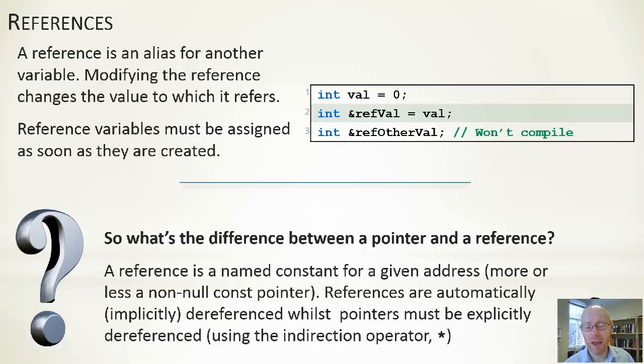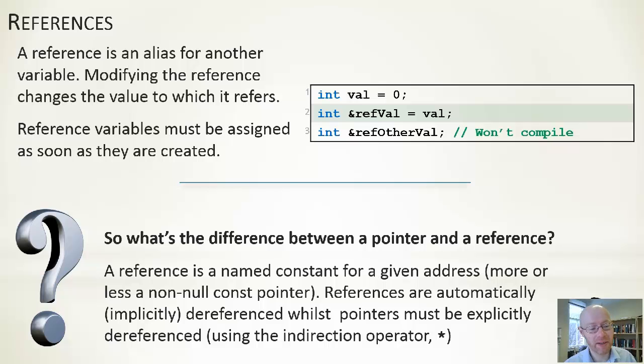Not a lot. You can think of a reference basically as a named constant for a given address. So more or less a non-null const pointer. It can never be null. It must always point to the same thing, but you're allowed to change the thing that you point to.